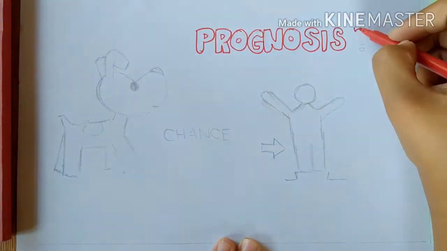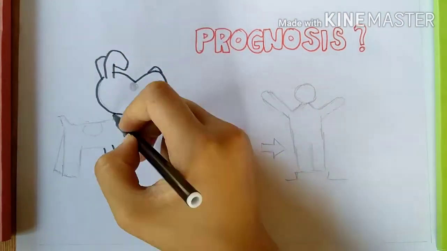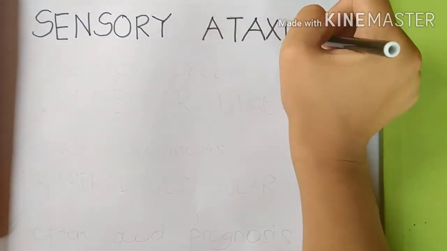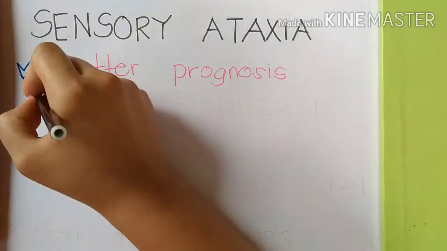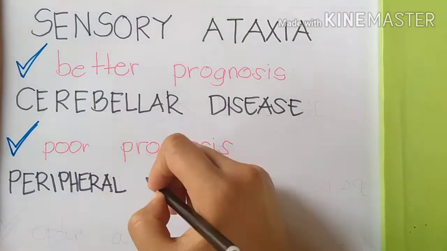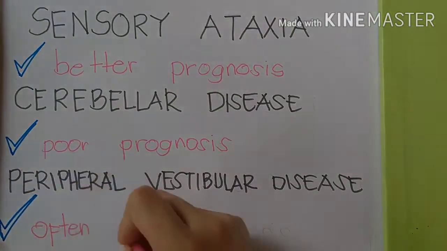What is prognosis? Prognosis is the patient's chance to recover from the disease. For sensory ataxia, there is a better prognosis. Cerebellar disease have poor prognosis, and for peripheral vestibular disease is often good prognosis.